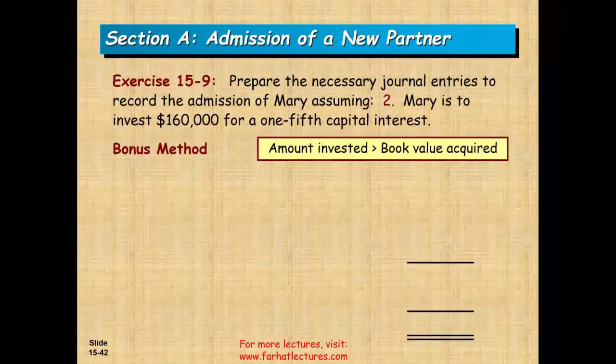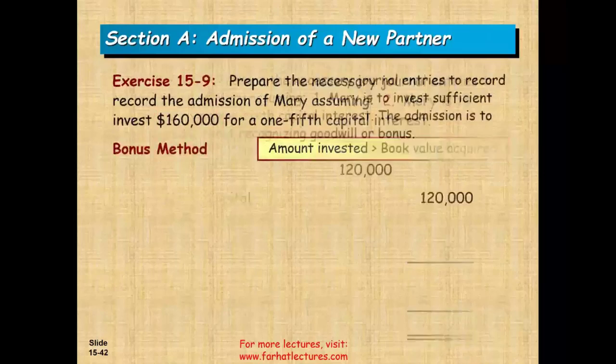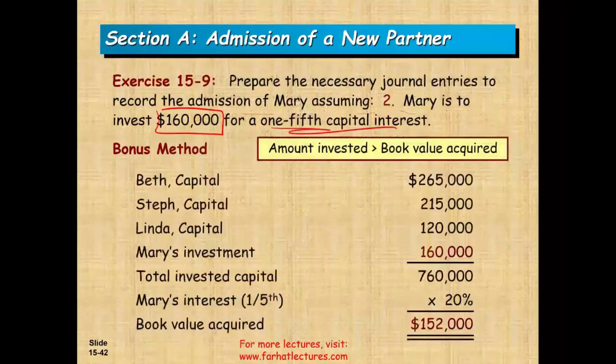Now, this is a different scenario. Prepare the journal entry to record the admission of Mary, assuming Mary is to invest 160 for 1/5 of the capital. Now Mary is going to invest 160 and get 1/5. Now let's take a look at this. Well, let me do it for you first. Beth, well, let's look at it anyhow. It doesn't matter. Beth has 265. Steph is 215. Linda is 160.